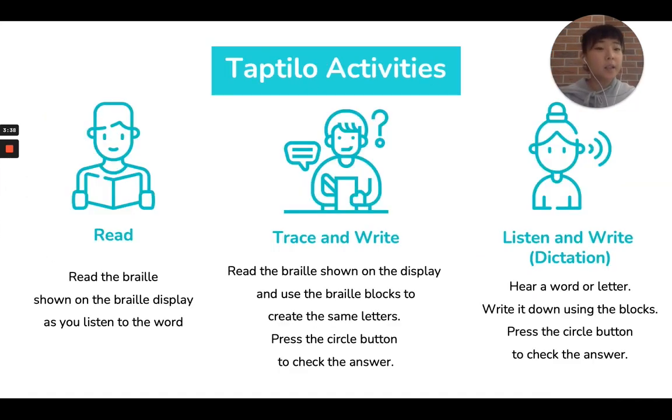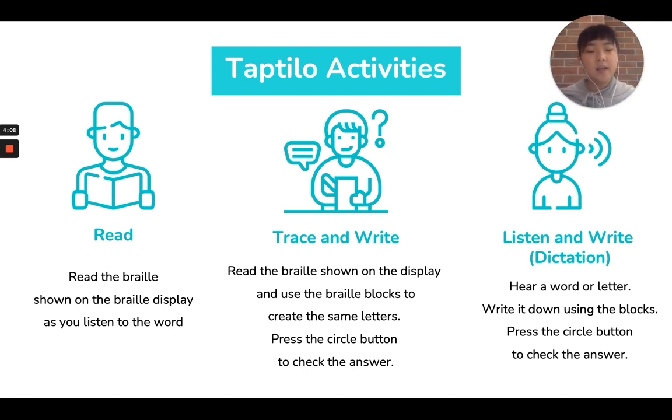There are 3 activities in Taptilo which make Braille learning systematic. The first activity is read. As introduced before, Braille pops up on the Braille display. The students just read the Braille shown on the Braille display, and they can move to the next content by pressing the circle button. So there is dot 2, and dot 2 pops up here.